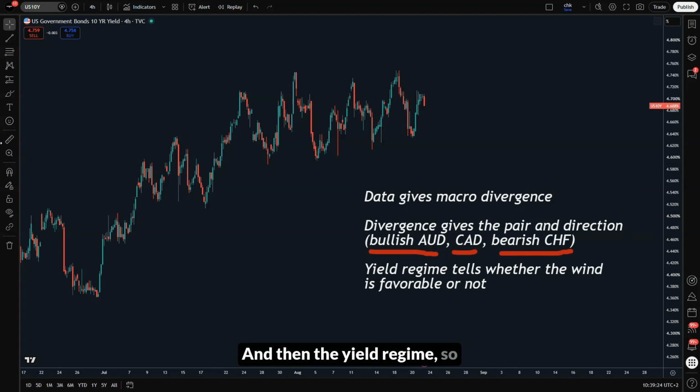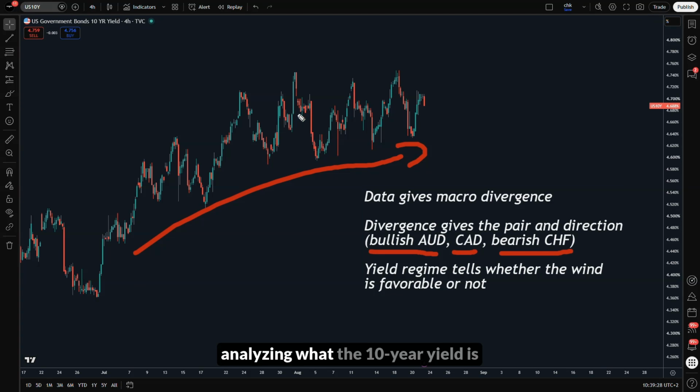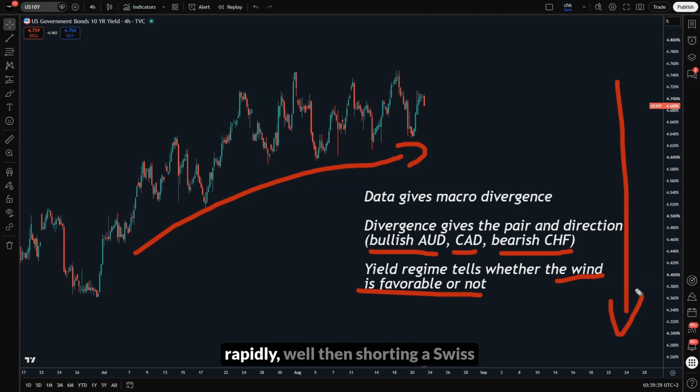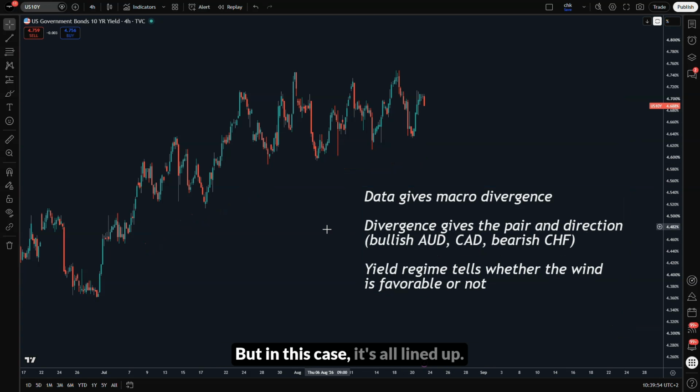And then the yield regime, so analyzing what the 10-year yield is doing, tells us whether the wind is favorable for this type of trade or not. If the 10-year yield was falling rapidly, well then shorting a safe haven like the Swiss franc would not be a good idea, okay? But in this case, it's all lined up. So we have a macro thesis, and that's a thesis that you can actually monitor, keep track of, and you can test with the data, okay? It's long potentially the Australian dollar or the Canadian dollar, or maybe both, against the Swiss franc.